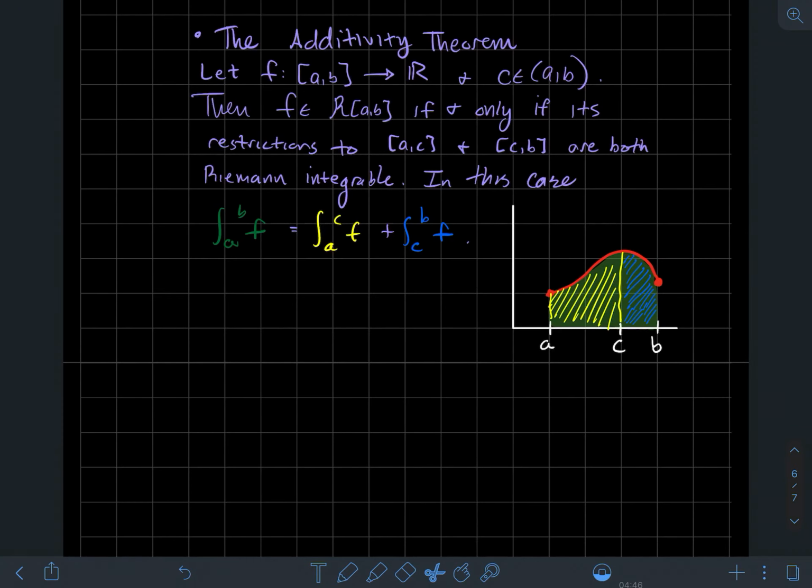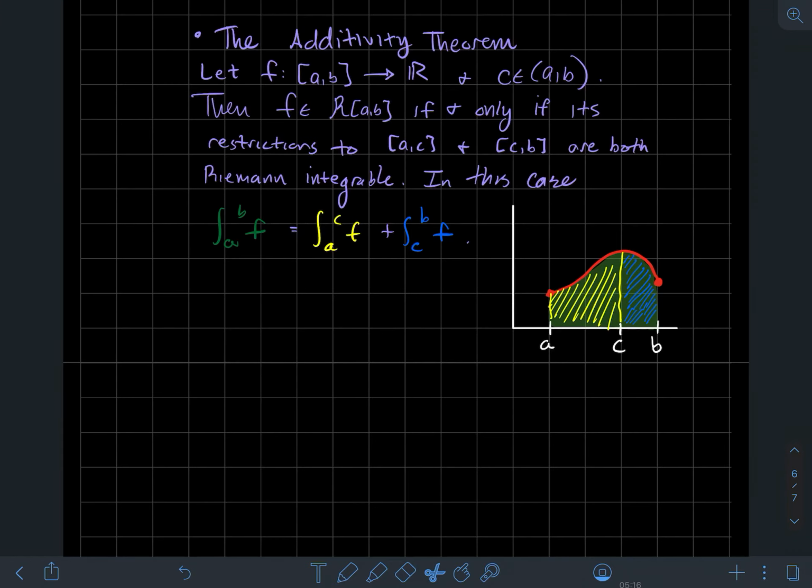In a picture, I think it should make sense what this is trying to say. In some cases, like when my function is positive over the domain from a to b, we can think about the value of the integral as being the area under that curve. I assume you've seen that in calculus one. What we're trying to say is the total green shaded region should be the yellow shaded region plus the blue shaded region. In that way, it's a kind of additivity property that the Riemann integral should have.